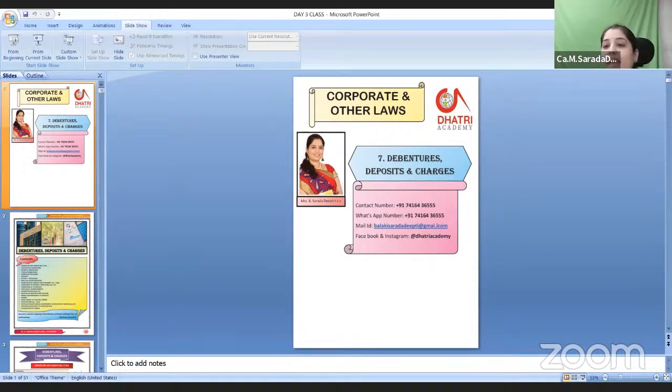If the company fails or makes any mistake in following these deposit rules specified in the Companies Act, in such a case the company and its officers are liable for penalties as specified under section 73 subsection 3 of the Companies Act. Okay, now here are a few other important points which I'm going to tell.